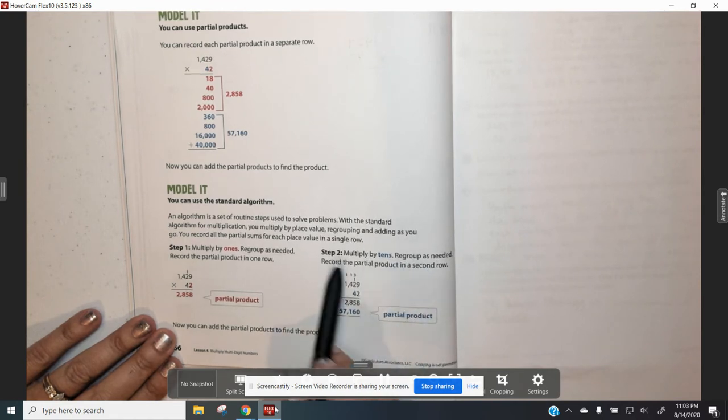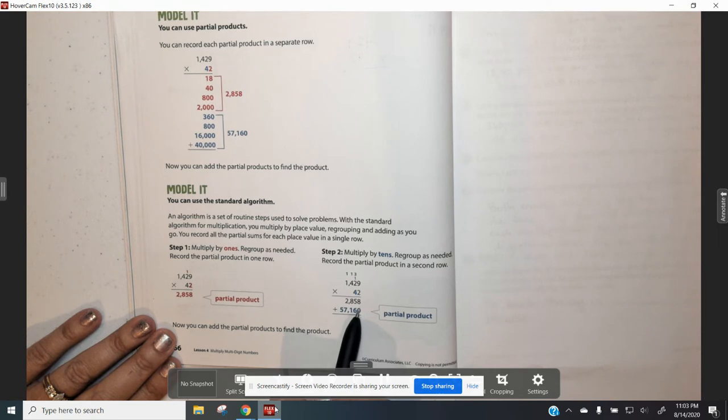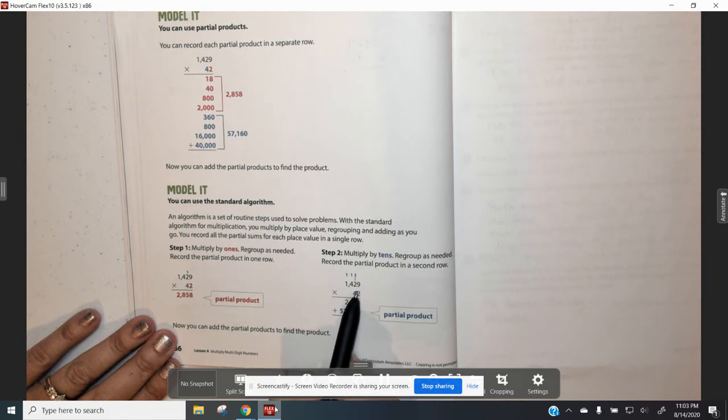We'll regroup as needed. We'll record the partial product in the second row. So here, the most important thing that you need to remember is since we are working in the tens place, you need to go and record your placeholder 0 first, so that we can then multiply this 4 times 9, 4 times 2, 4 times 4, 4 times 1 to finish this out. But you need to put your placeholder 0 in. Once you put in your placeholder 0, then you're going to go.